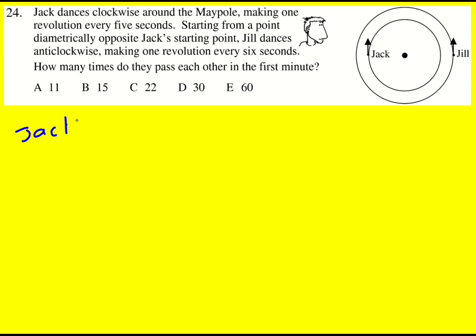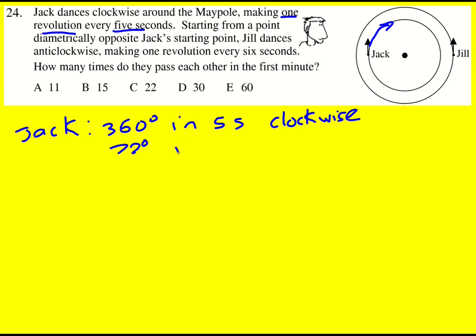Let's consider Jack first of all. He dances around the maypole clockwise, going one revolution every 5 seconds. So that's 360 degrees in 5 seconds, clockwise. Divide through by 5 gives 72 degrees in 1 second, and essentially that's his speed.